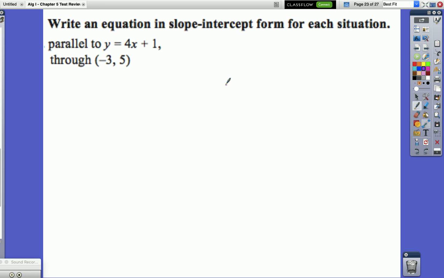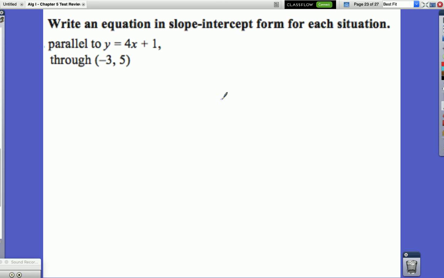Okay, only a couple left. Last two things are parallel and perpendicular lines. So, write an equation in slope-intercept form of a line that is parallel to this line and goes through this point. So we're writing an equation for a parallel line, which is y equals mx plus b. And we need m equals and b equals.